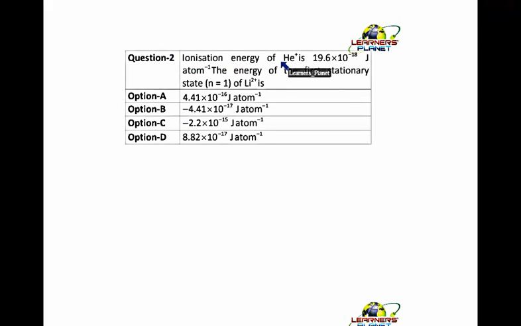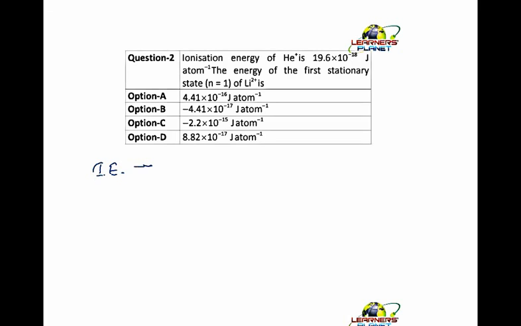Ionization energy of helium is 19.6 into 10 to the power minus 18 joule per atom, right? The energy of the first stationary state n=1 of lithium ion is. So students, what is ionization energy?